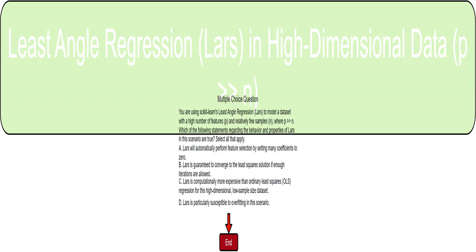I'm focusing on the least angle regression, LAR, algorithm, specifically its behavior when dealing with datasets where the number of features, p, significantly exceeds the number of samples, n, a situation common in high-dimensional data analysis. We'll explore how LAR handles this challenging scenario. I think we will understand this better together.